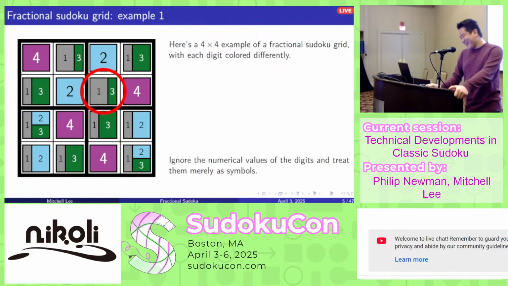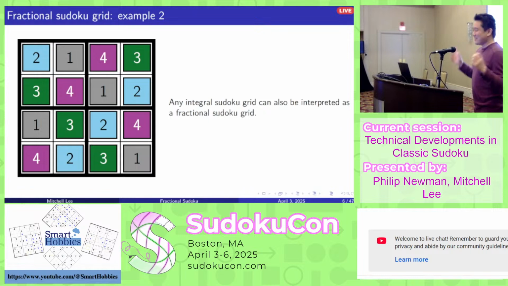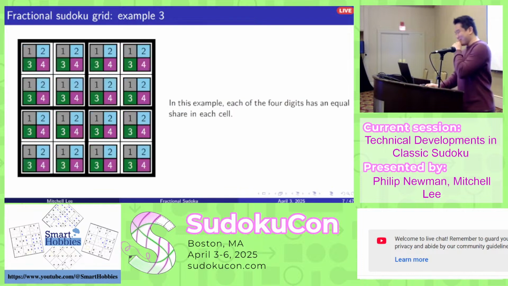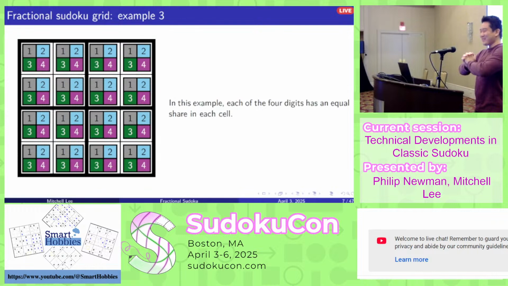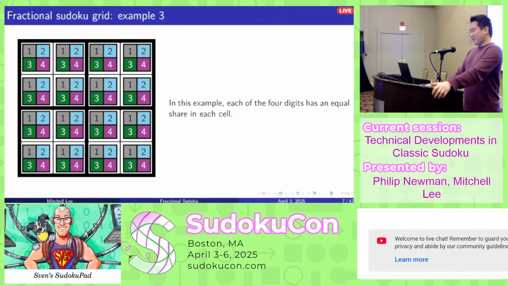Okay, let's look at another example. This is an example of a fractional Sudoku grid that just comes from taking an integral Sudoku grid and filling each cell with a complete digit. So this still counts as being a fractional Sudoku grid. And we'll see one more example, which is this one. Here I filled every single cell of the grid with 1/4 of a 1, 1/4 of a 2, 1/4 of a 3, and 1/4 of a 4. And you can check that all of the rules of Sudoku are still being satisfied here.